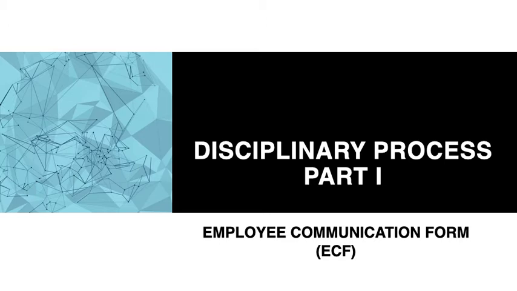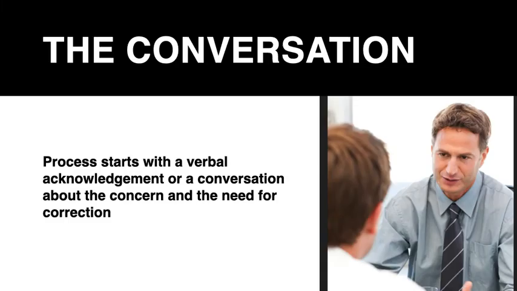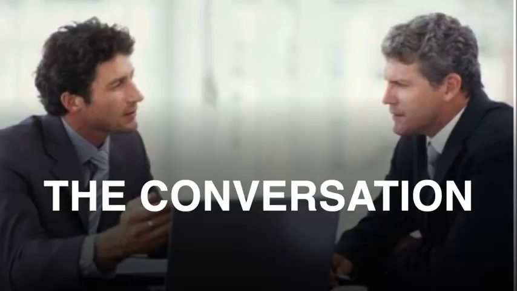The Archdiocese of San Francisco uses a progressive discipline process for managing employee policy violations, inappropriate conduct, or lapse in performance. This process often starts with either a verbal acknowledgement or a conversation about the concern and need for correction. This communicates to the employee that you are aware of the infraction and are asking the employee to change the behaviour. For example, if an employee is frequently late or absent, you would have this conversation.